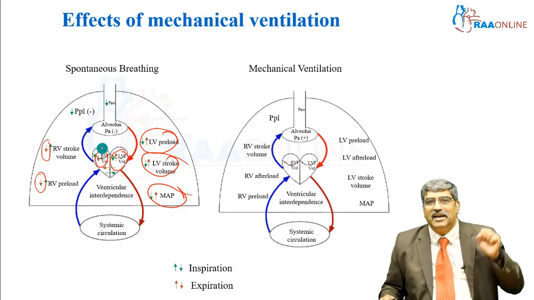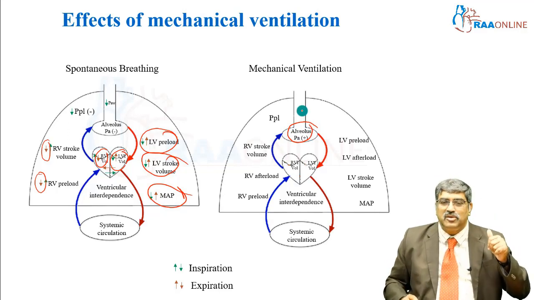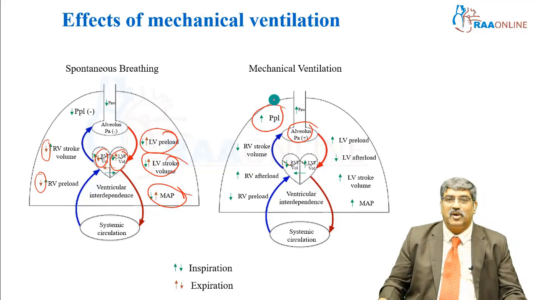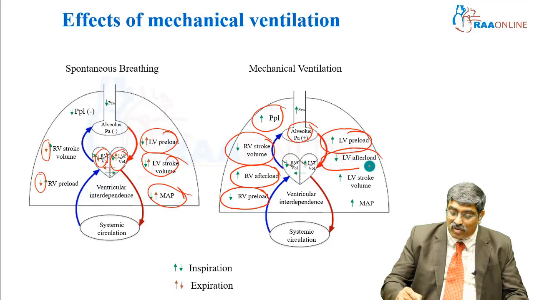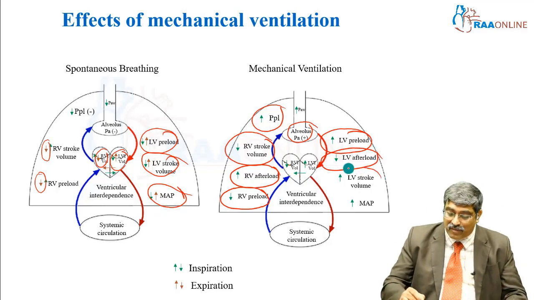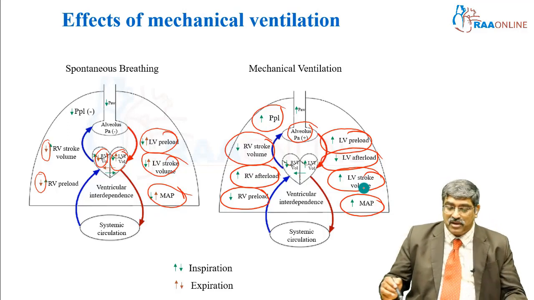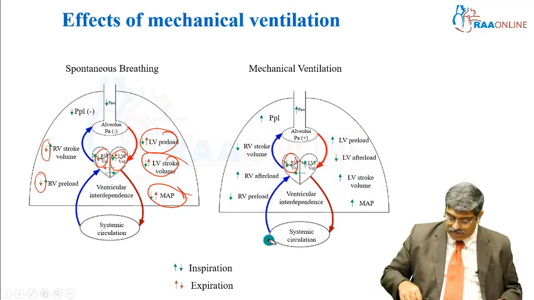Now coming to a case where you give positive pressure ventilation in the alveoli. What happens during inspiration? Here, during inspiration, your pleural pressure is positive, your RV stroke volume is decreased, RV afterload is increased, RV preload is decreased, and your LV preload is increased, LV afterload is coming down, LV stroke volume is increased, your mean arterial pressure is increased. This is at inspiration. Your LV volume is increased, RV volume comes down. Then what happens with expiration?